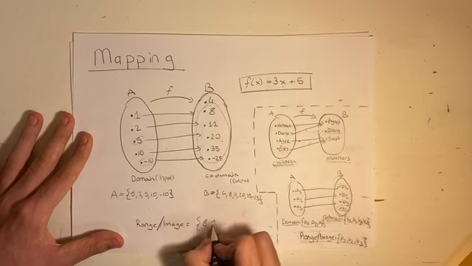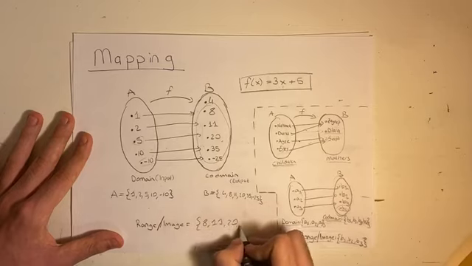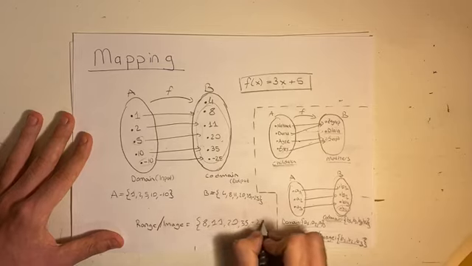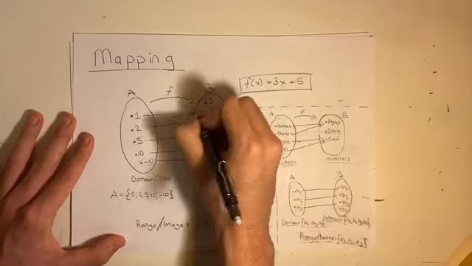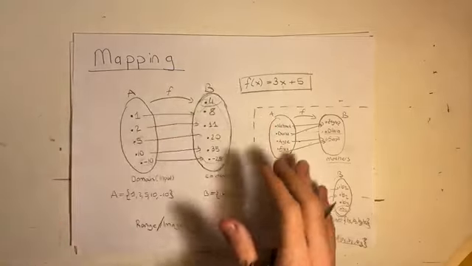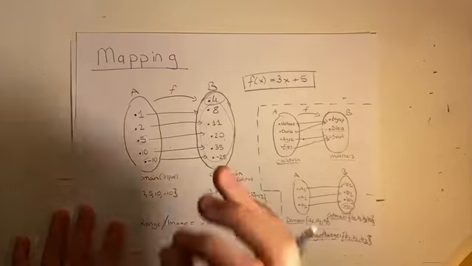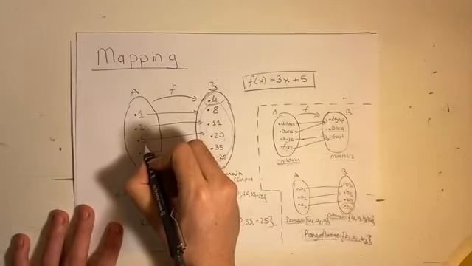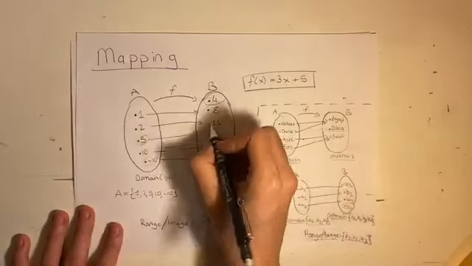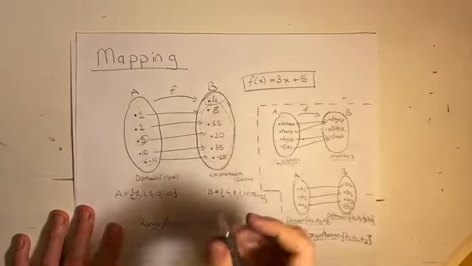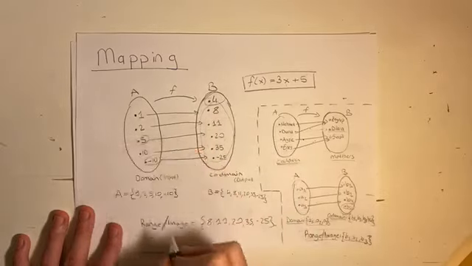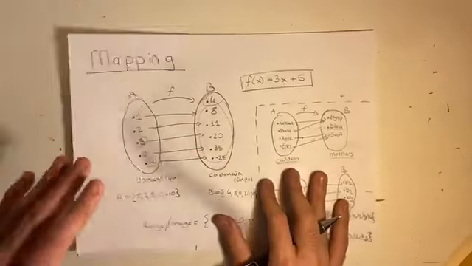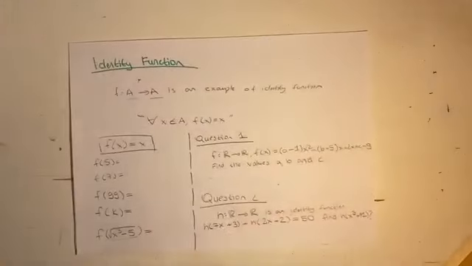8, 11, 20, 35, and negative 25. 4 is left open. It's not a problem. The problem occurs if an element goes to 2 different elements, or an element in the domain part is left open. That's where the problem occurs.